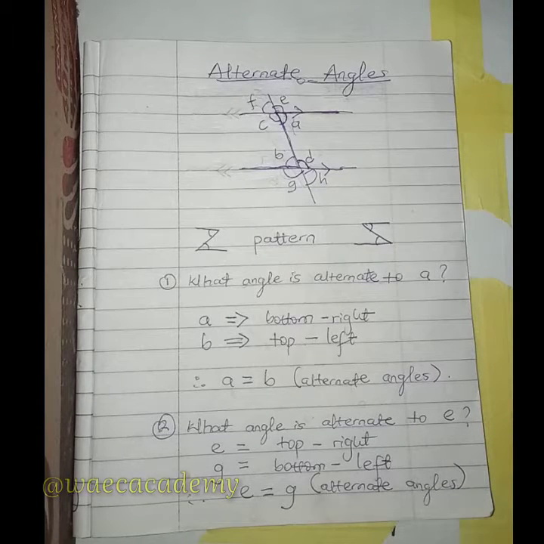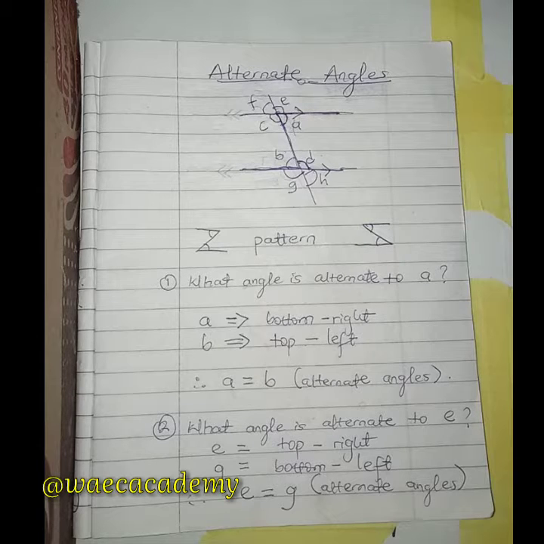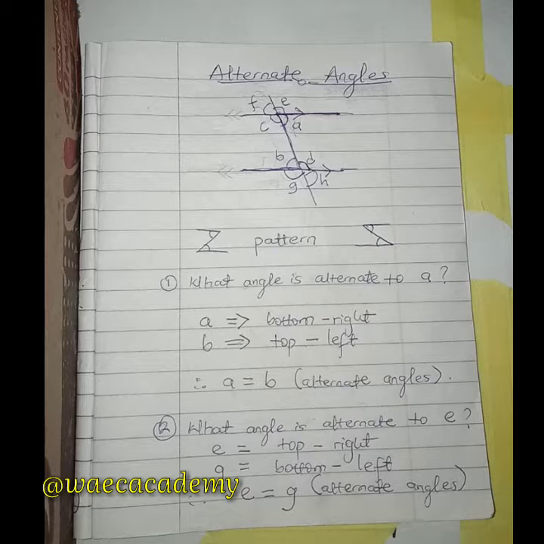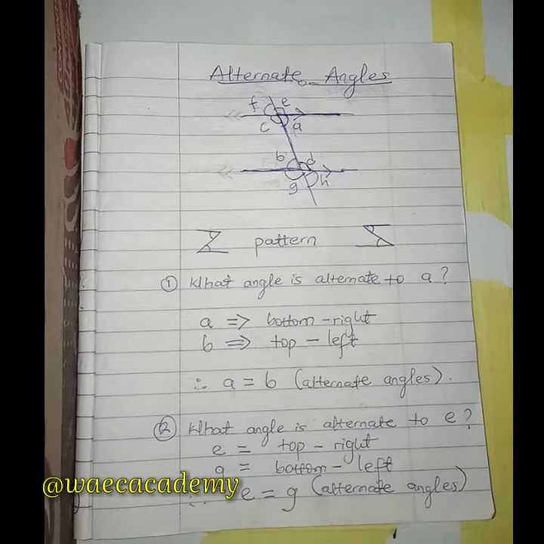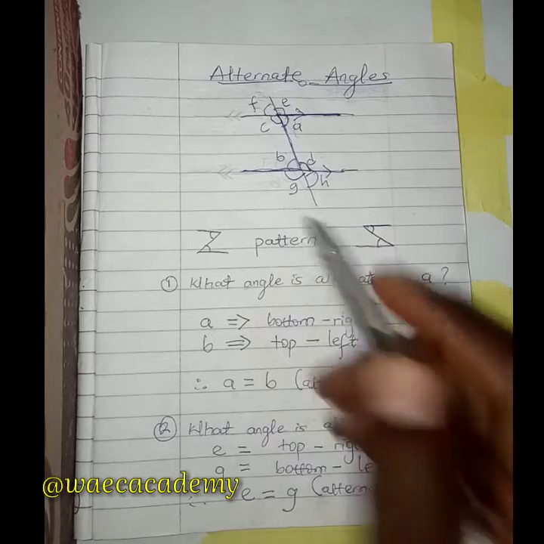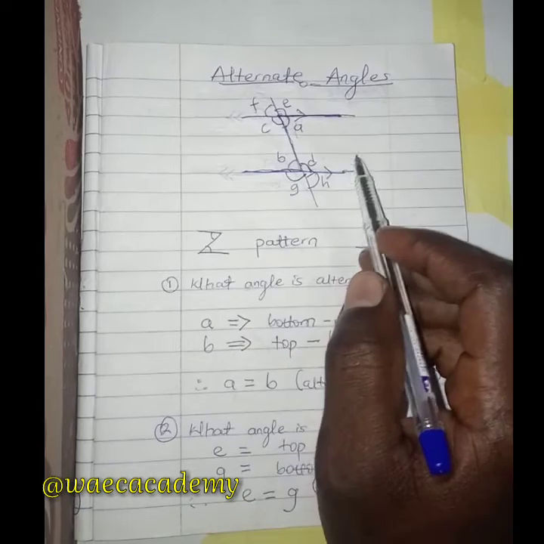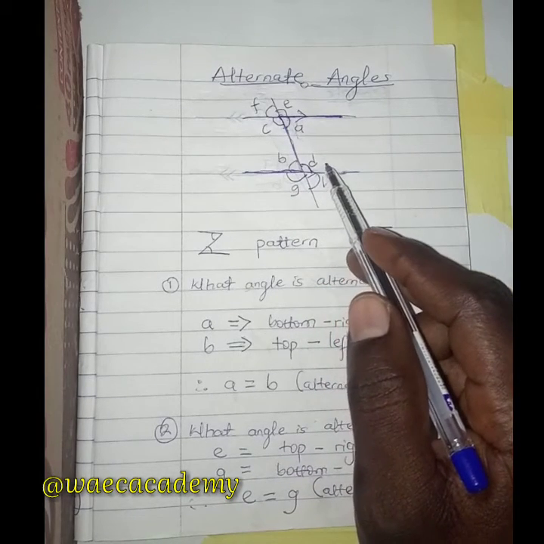Alright, so in this video we're going to be treating alternate angles. Alternate angles. This is the second one that involves parallel lines. If you remember from the other video, corresponding angles involves parallel lines. So in this case we have two parallel lines here and then a transversal.